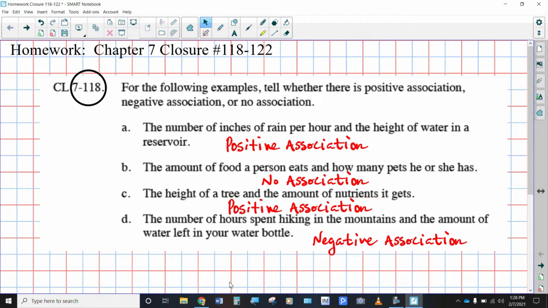That's a positive association. And then the number of hours spent hiking in the mountains and the amount of water left in your water bottle. This is a critical part here: the amount of water left in your bottle. If this was the amount of water that you drink while hiking, it would be a positive association because the more time you spend out there, the more water you're going to need to drink, so both of them are increasing. But in this case, you've got one bottle of water, and as you drink it, the water level goes down. So the amount of water left in your bottle is going to decrease over time as you drink it. So that's what makes it a negative association.